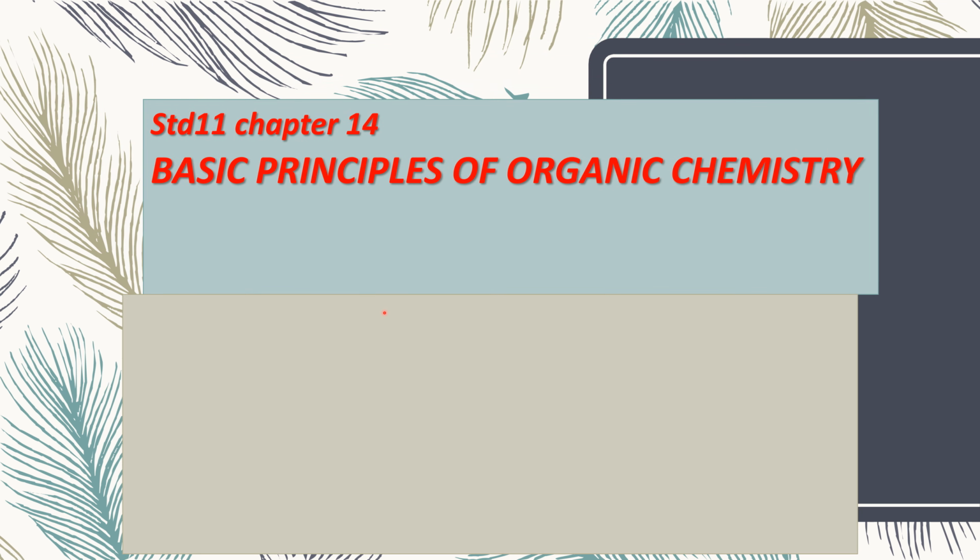In the last lecture we started with the chapter Basic Principles of Organic Chemistry, and into that we studied the introductory part and the structural representation of organic molecules, that is different ways such as dash formula, Lewis structure, condensed formula and bond line formula for representation of the organic molecules.